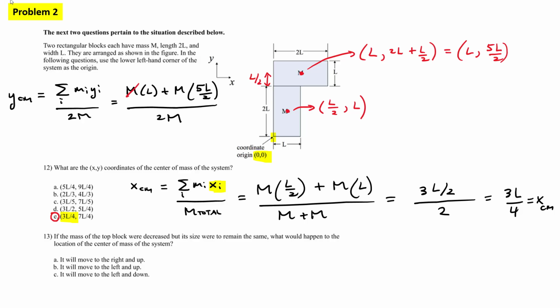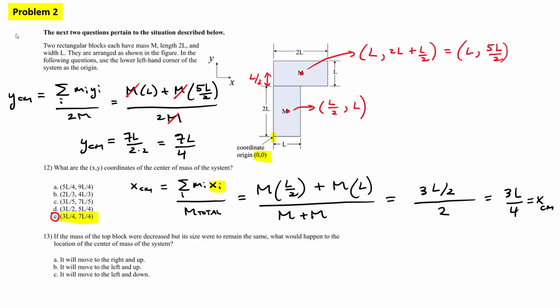Again, all of these M's cancel out. We don't have to worry about that. And now you're left with L plus 5L over 2. That's 7L over 2, and I still have this other 2 that was left over here. So at the end, I get 7L divided by 4, and that is the Y position of the center of mass, and you can see that corresponds to this guy right here. It is also the only one with 7L over 4, so you didn't actually have to calculate both of these to get to the right answer.